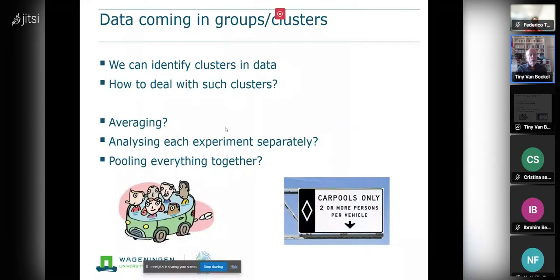So most of the data that we collect come in groups or clusters. And so if you can identify those, that is very helpful. And then comes the discussion that I just mentioned. How do you deal with that? Do you average? Do you analyze them separately, or do you pool everything?